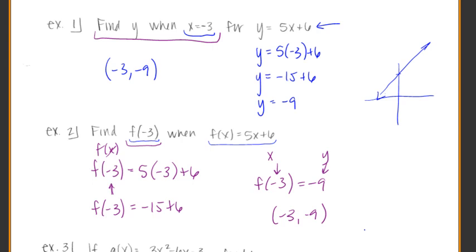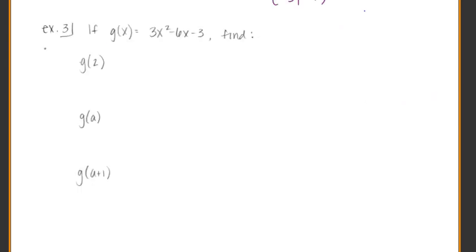So always the number, whatever's sitting in this parentheses, is always going to be what's plugged in for your variable on the right side. All right, let's go to example 3, just to get a little bit more practice on using function notation. So I have a function g of x this time. So g is a function of x, and it equals 3x squared minus 6x minus 3.